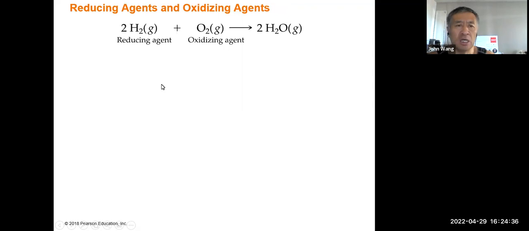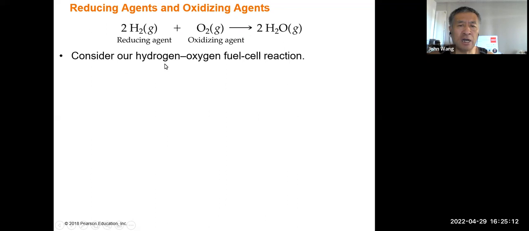There are also two concepts, the reducing agent and the oxidizing agent. Here is the reaction between H2, or hydrogen gas, and oxygen gas to produce water. In this process, because hydrogen is oxidized, we see hydrogen is the reducing agent. And oxygen is reduced, so we see oxygen is the oxidizing agent.